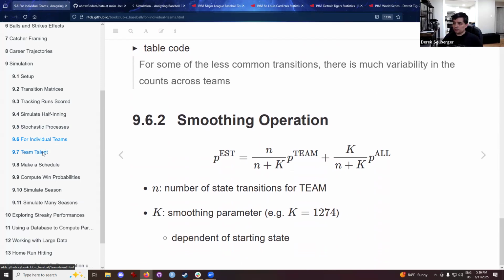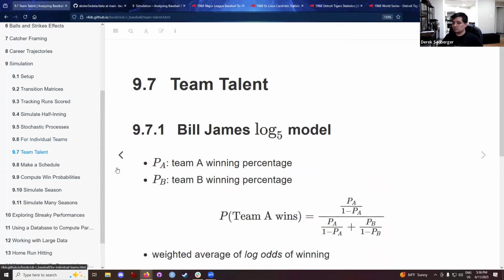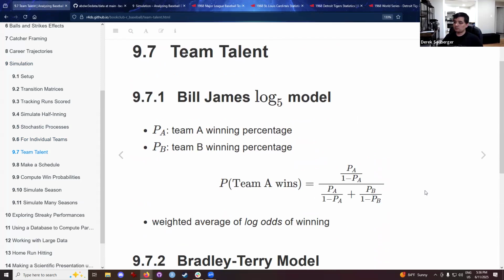All right, so we're going to eventually move into actually simulating whole seasons. So let's give a little bit of history to this. I personally thought it was of intellectual curiosity to talk about the Bill James Log5 model. I'm probably going to read more about this in the future.